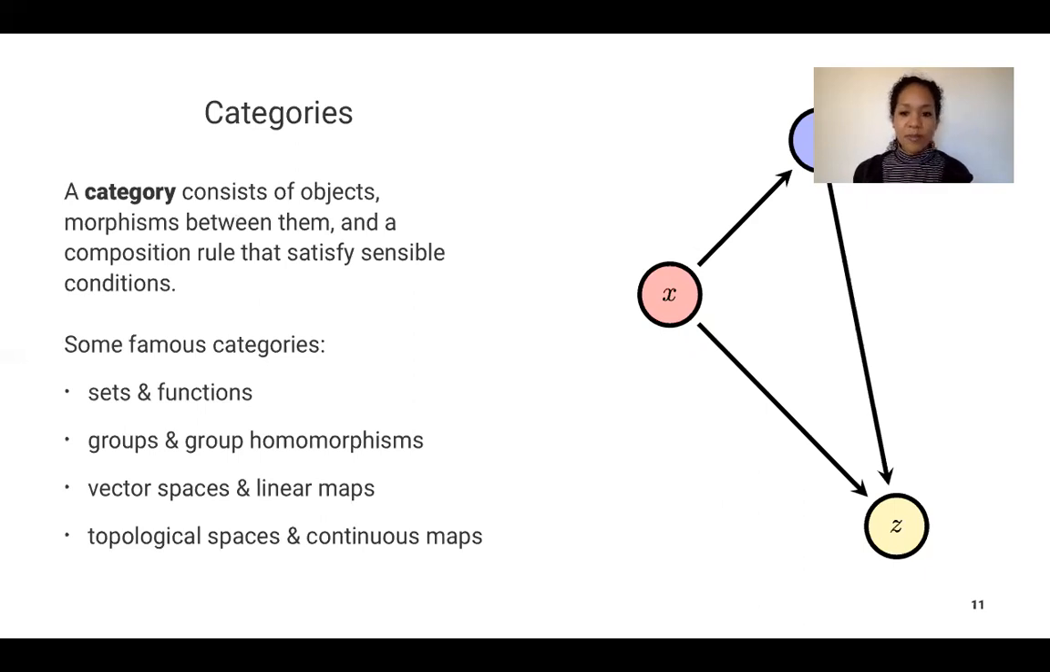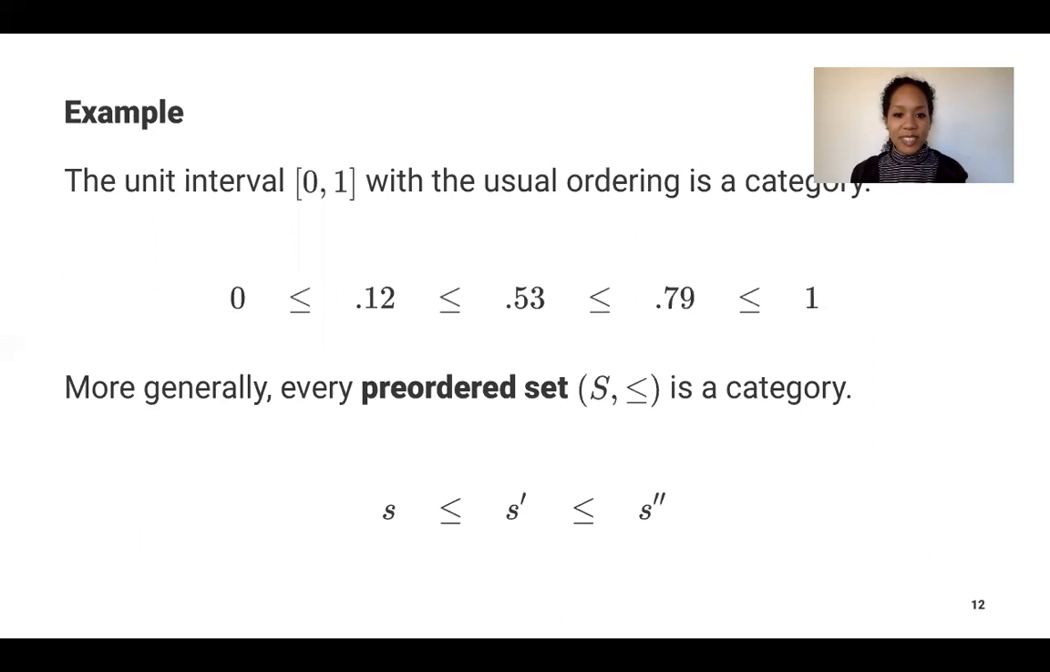So some famous examples of categories include sets and functions. So my nodes on the screen could be sets, and the arrows could be functions between them, or the nodes could represent groups. Arrows could be group homomorphisms, vector spaces and linear maps, the list goes on. So these are some famous categories. There's another category that I'd like to give as an example, which will be easier or simpler to think about. And that is the unit interval.